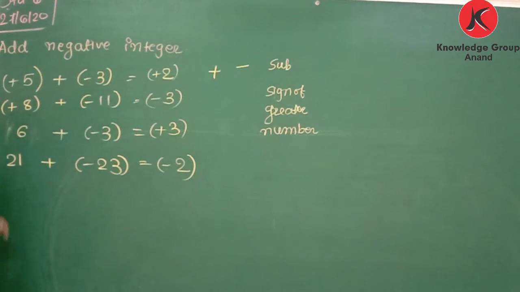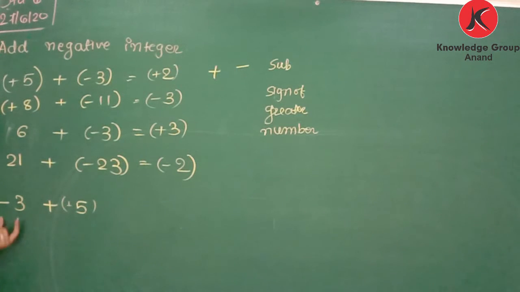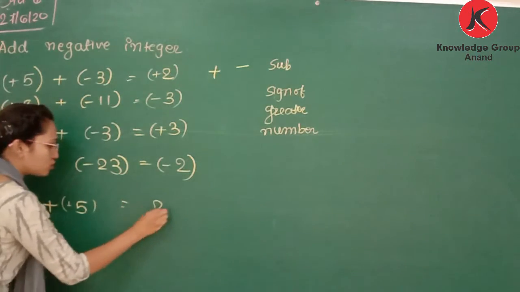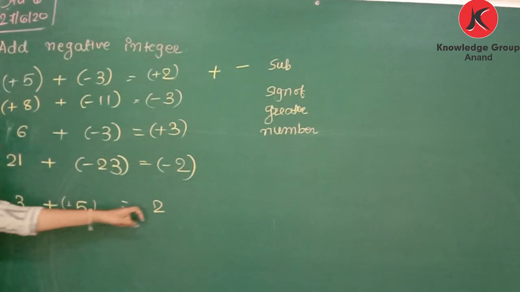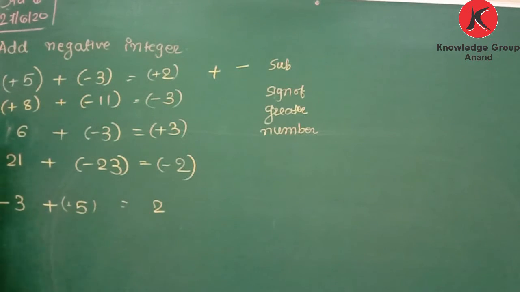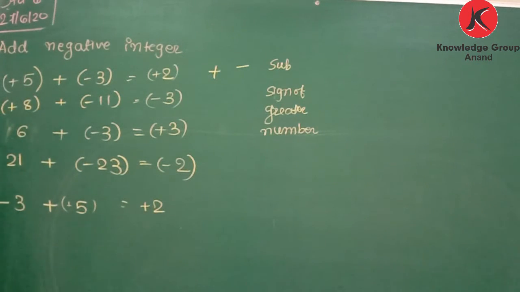Also it is possible that the first number is negative. For example, minus 3 plus 5. Here what is the sign of 5? That will be considered as a plus. And here the sign of 3 is minus. One negative, one positive. Again subtraction of numbers, 5 minus 3, that is 2. Now which one is greater? 5. So the answer has a plus sign. You can write the sign or skip the sign. You can only write the 2.